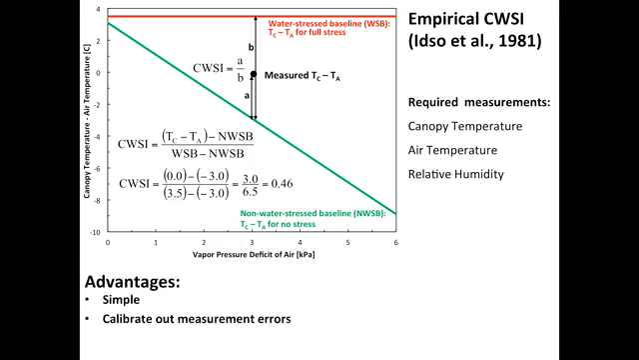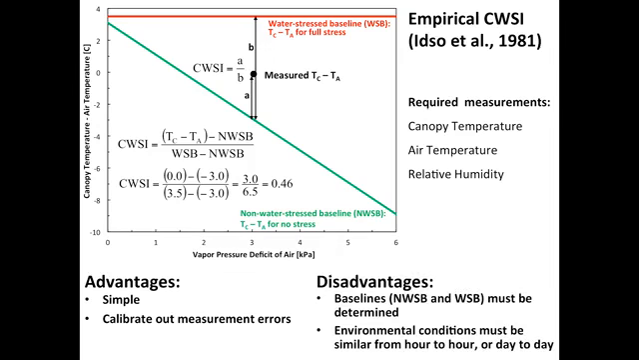The major advantages of using the empirical crop water stress index are its simplicity. It only requires 3 measurements, and the measurement errors are calibrated out. Typically, the baselines are derived from field measurements, which allows for field calibration. The disadvantages are that empirical data is required to determine the non-water stress and water stress baselines. So we have to have some field collection data before we start. The alternative to this would be finding crop-specific values of the non-water stress and water stress baseline in the literature.